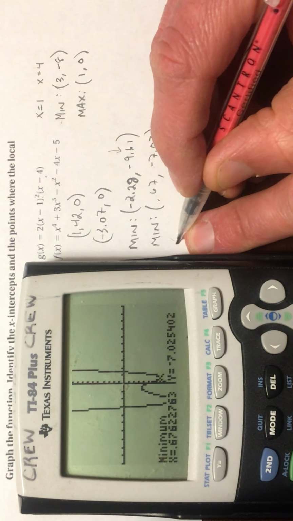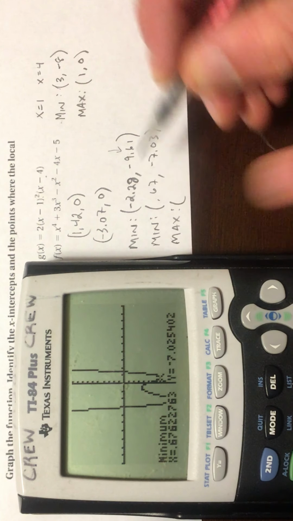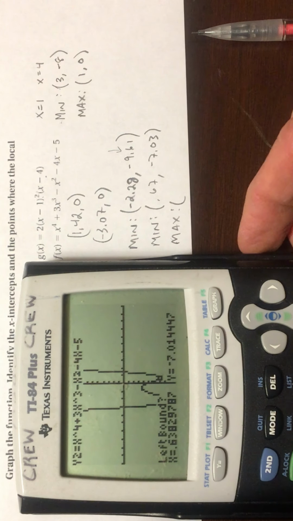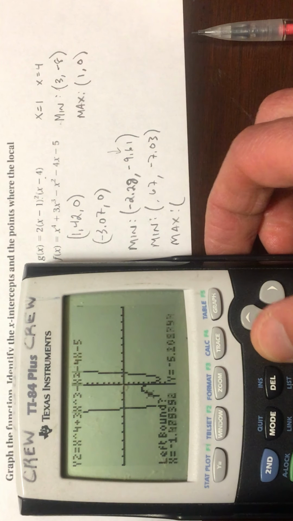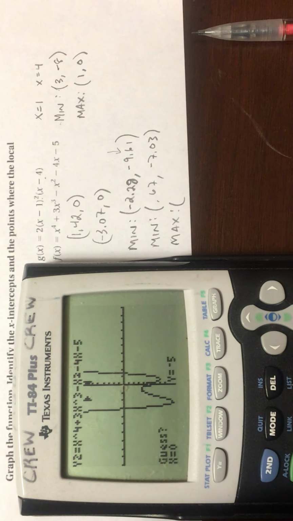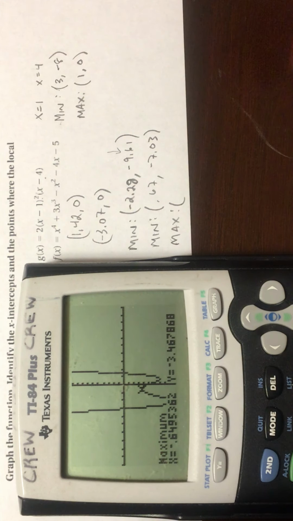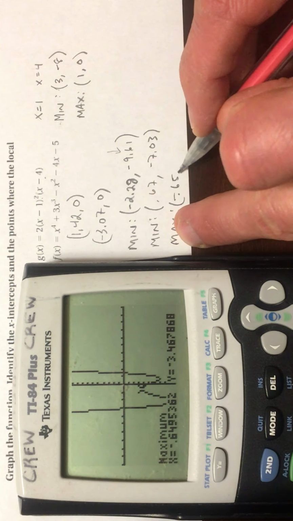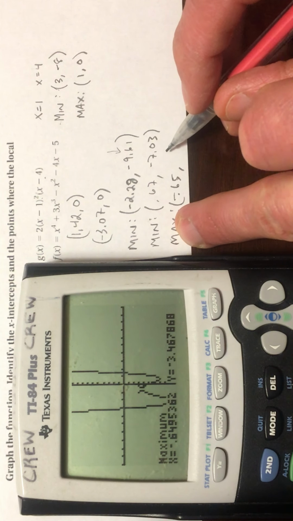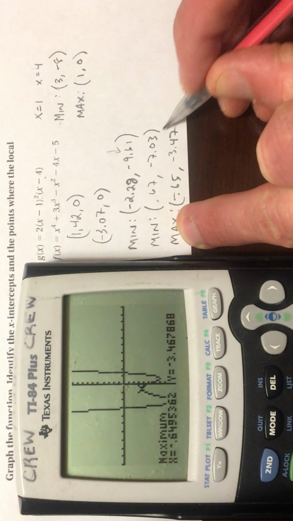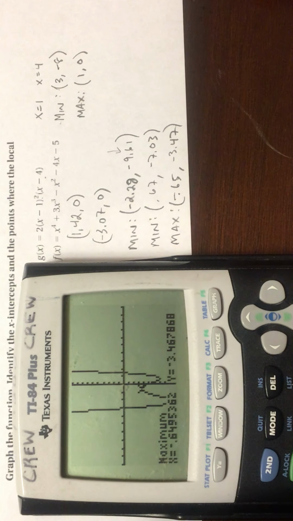And then there's 1 max. And the max is going to be right there. So second trace. Number 4, the maximum. I have to be to the left of that. So that's definitely to the left. Go to the right. And if you bound it correctly, hit enter for your guess. And the maximum is just as beautiful, -0.65, comma, -3.47. That's all calculator work for this section here, gentlemen. And I'll talk to you soon.